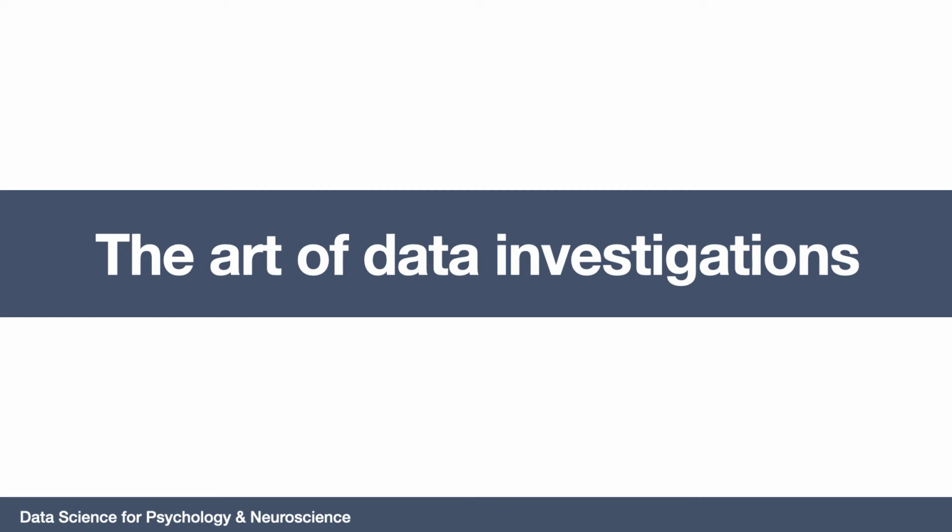Welcome to the class Data Science for Psychology and Neuroscience. This is an undergraduate level and graduate level course on the principles of data science as they are typically used in scientific research in psychology and neuroscience. This first lecture here, we will go over the idea of data science, which is essentially the art of data investigations.